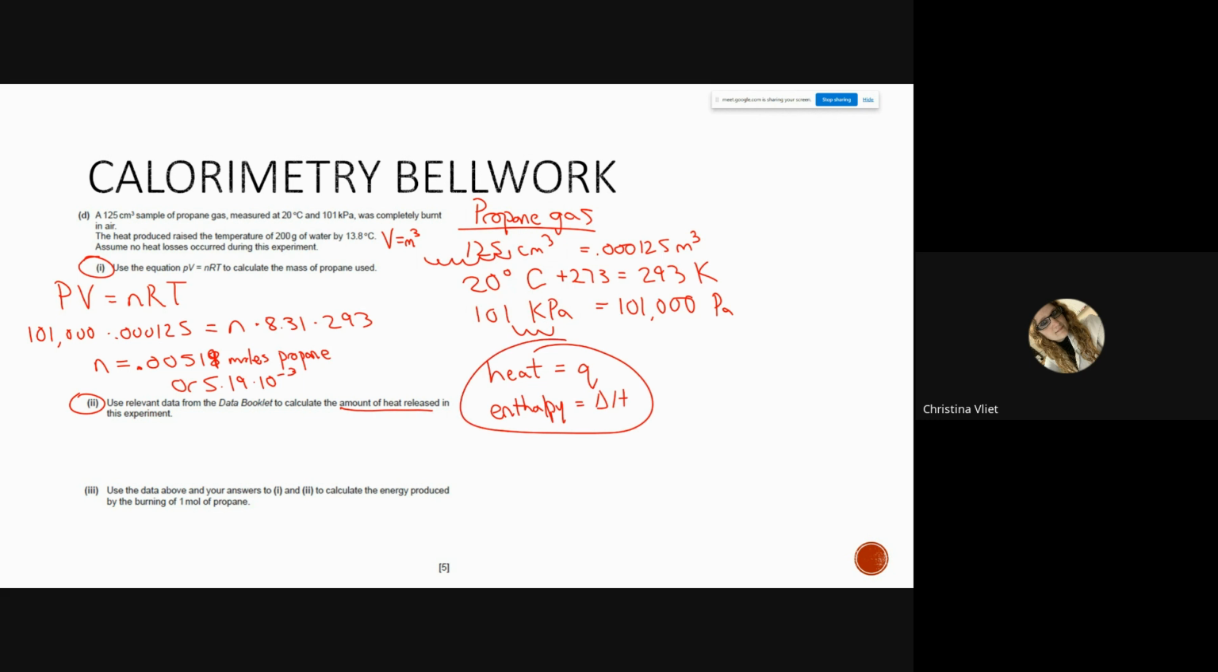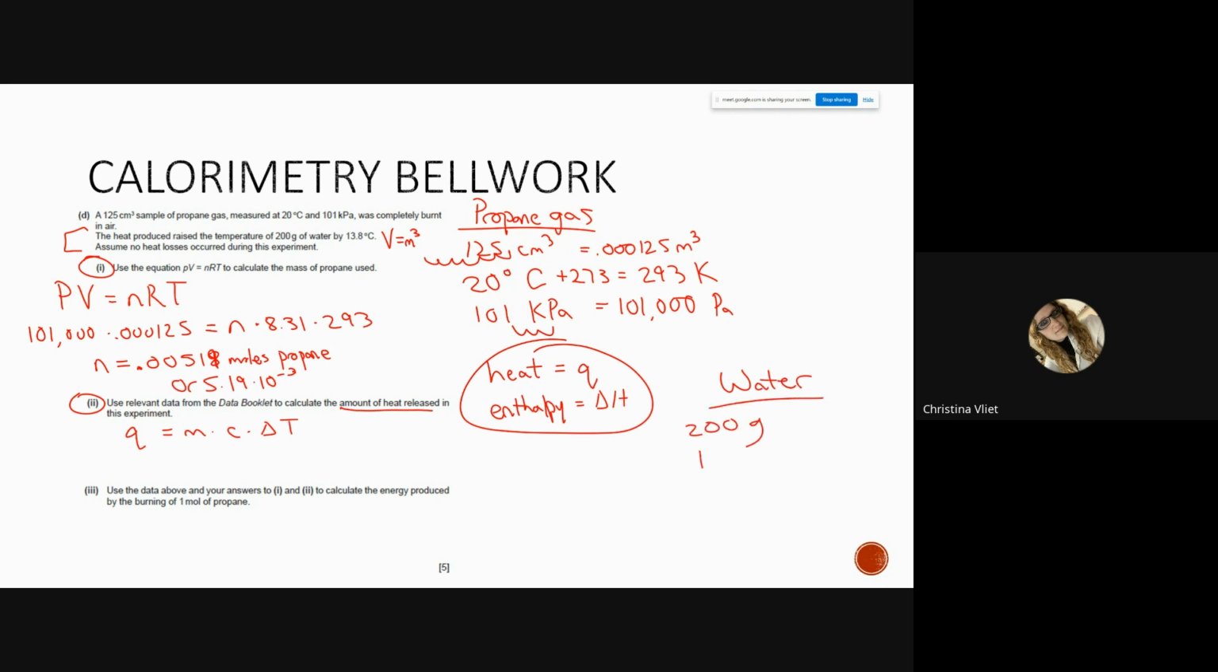You're being asked for Q. So what's the formula for that? Q equals m c delta T. Where's the information for that? It's in this sentence right here. It says the heat produced raised the temperature of 200 grams of water by 13.8 degrees. So for water, we've got 200 grams.